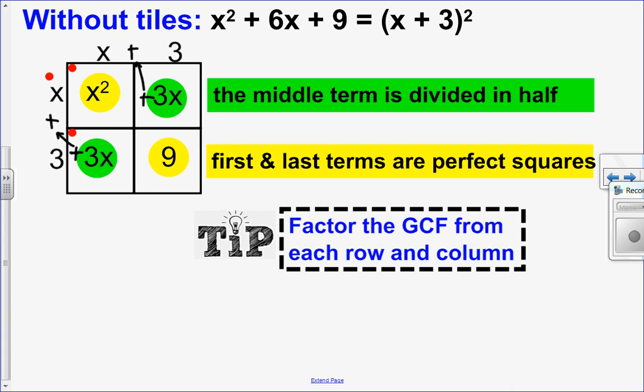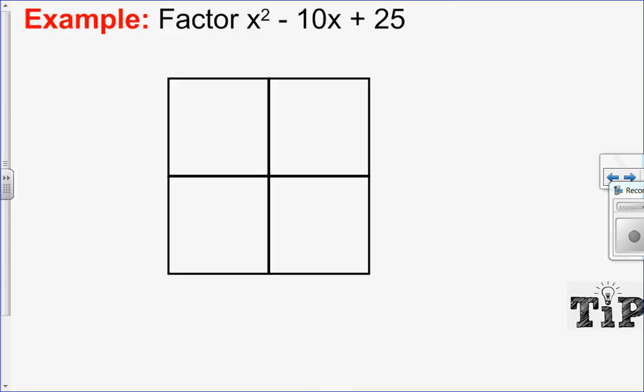So this idea of creating perfect squares and factoring, we're going to put that all together and see how we do that with questions that don't start as a perfect square trinomial. Let's not get too ahead of ourselves. So let's try this one here, factoring x squared minus 10x plus 25. I'm going to look at the first term, which is a perfect square, and the last term, which is a perfect square. Now I notice that this negative 10x can be split into 2 equal pieces.